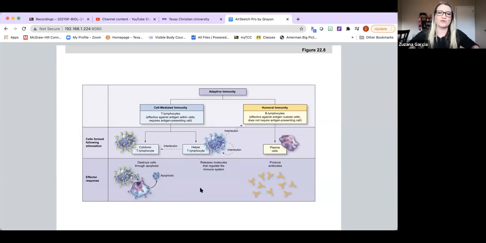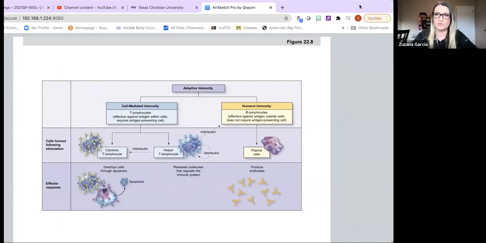So under the cell-mediated immunity, when we talk about the T lymphocytes, we will be talking about helper T lymphocytes and cytotoxic T lymphocytes. And then for the humoral immunity, we'll be talking about the B lymphocytes, which will eventually become plasma cells. And these are going to be the ones that produce the antibodies.